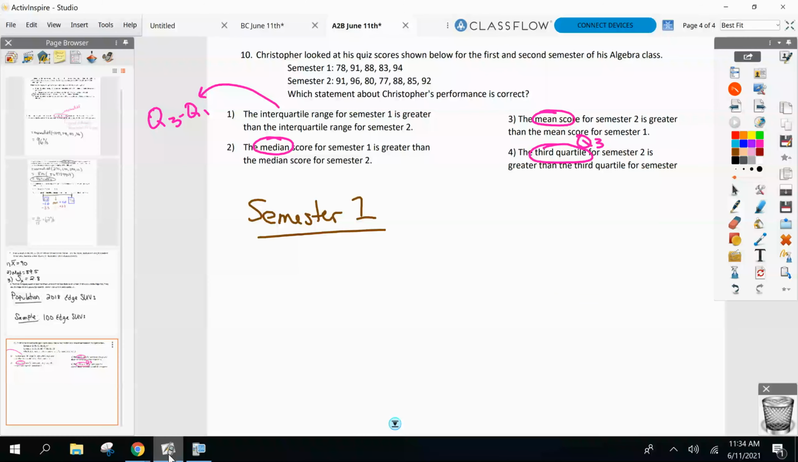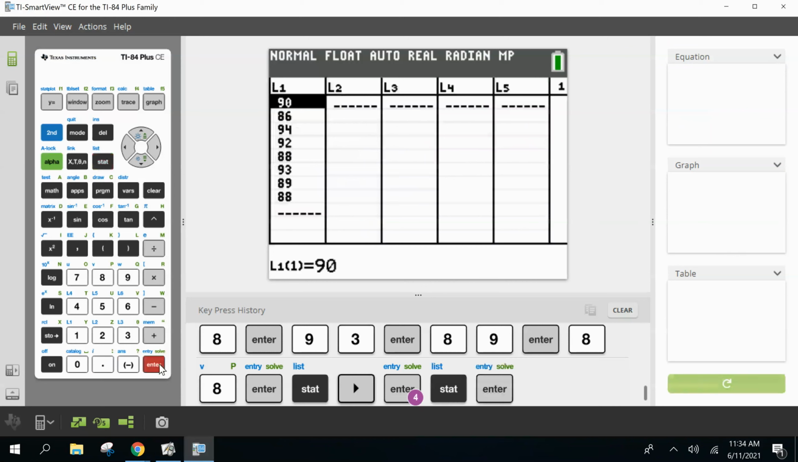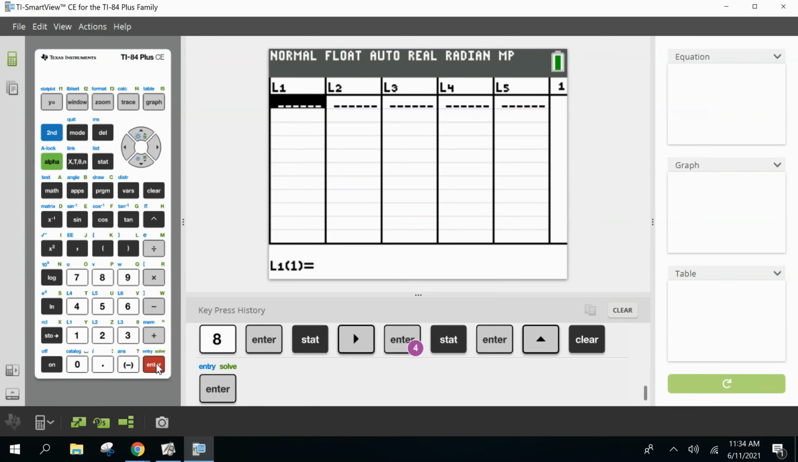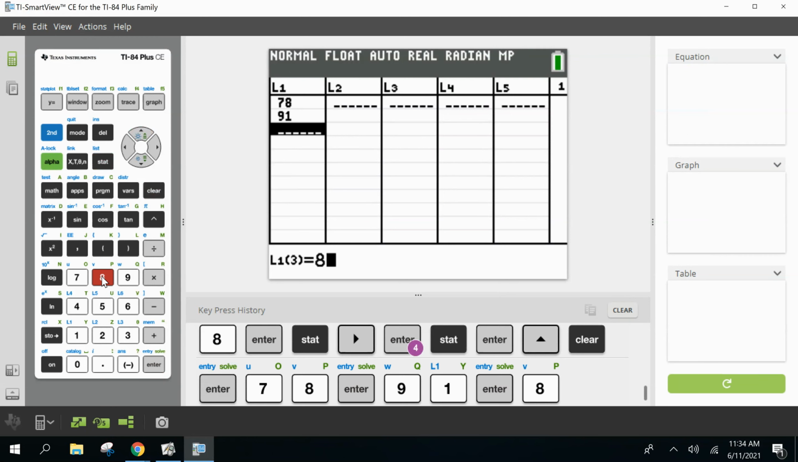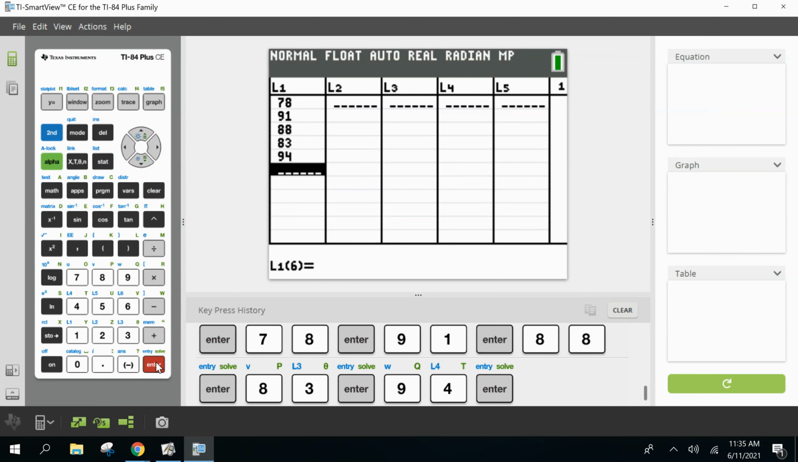Where do I get all these numbers, first of all? Where do I have to put semester 1 grades? You got a stat and then edit. Yep. Go ahead, everyone, along with Colin. Let's do it. 78, 91, 88, 83, 94. All right, I got all of them in, Colin.